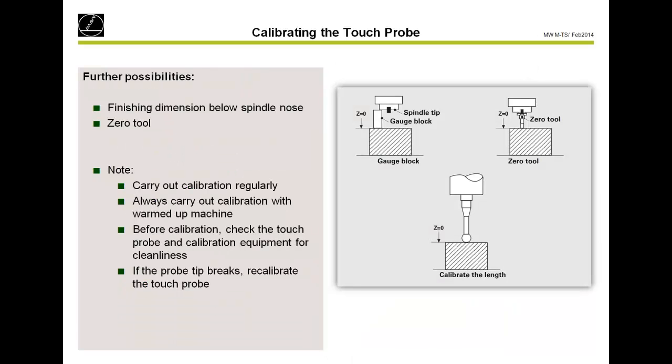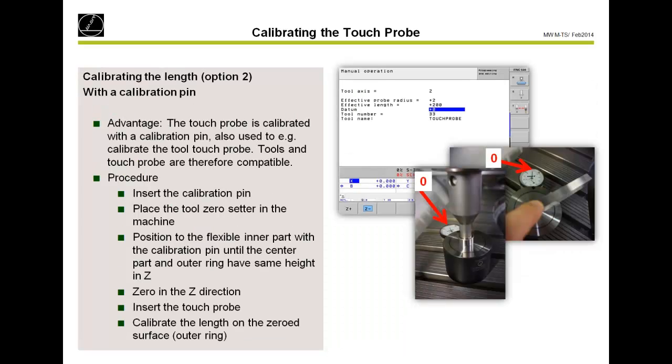Possibly you can also do it with a gauge block, but this is only for use with the spindle nose. There you need to be careful which workpiece clamping system or which tool clamping system you have, so that the gauge block or the spindle tip is 0. So it's better to use a tool or, as I said before, a calibration pin.